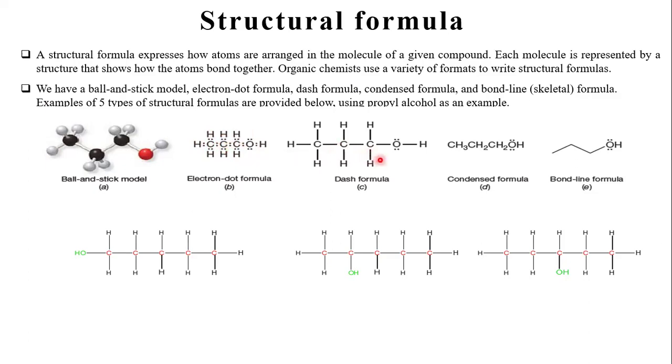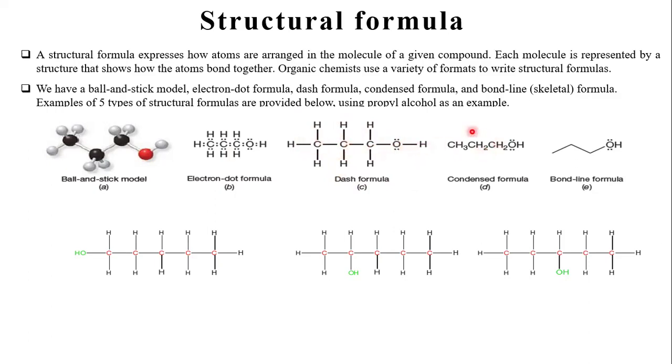And our third structure is the dash formula. Dash formulas include elemental symbols for all of the atoms in a molecule, as well as lines depicting bonding electron pairs. So we can see from the dash formula, each line represents a shared pair of electrons.